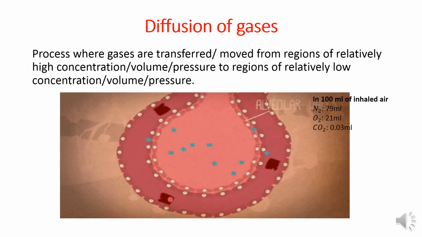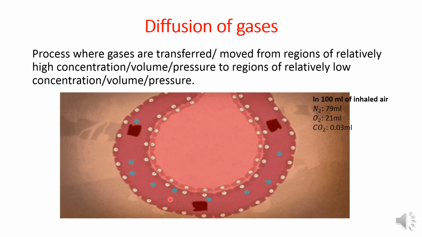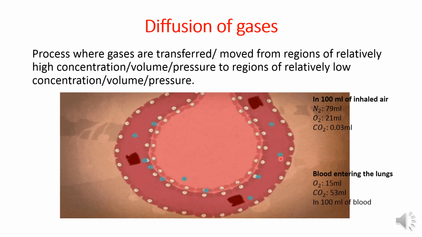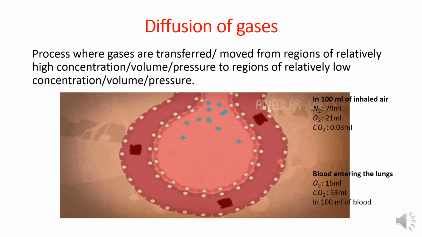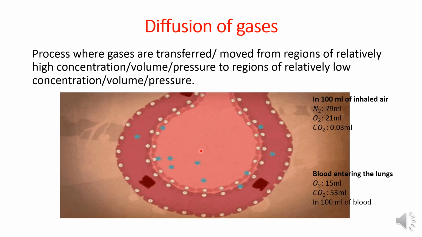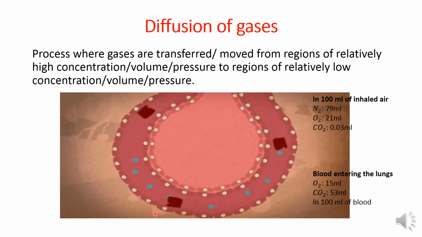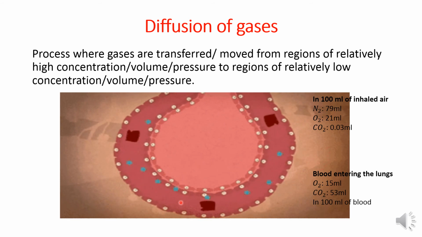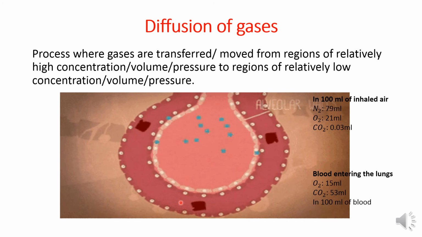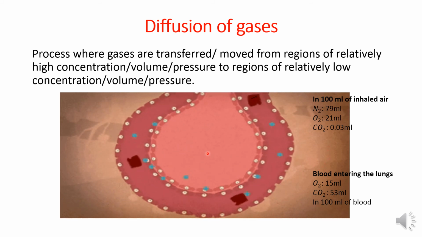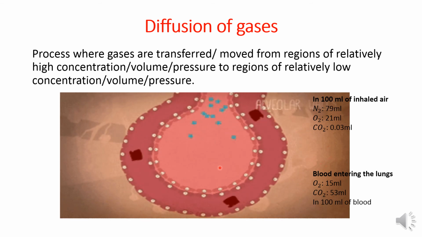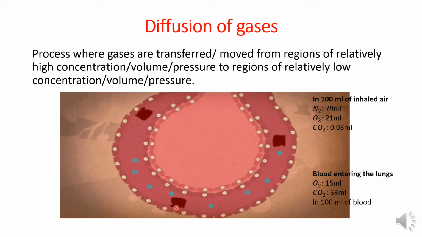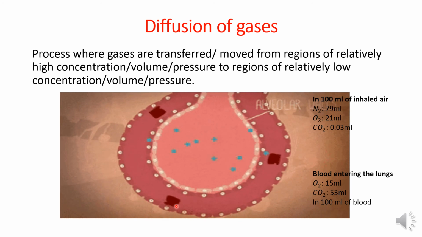The inhaled air contains 21 milliliter of oxygen gas, and the blood entering the lungs contains 15 milliliter of oxygen gas. The volume of oxygen gas inside the pulmonary alveoli is greater than the volume of oxygen gas inside the blood vessel in the blood entering the lungs. So oxygen gas diffuses from the region containing higher volume of oxygen into a region containing low volume of oxygen gas.